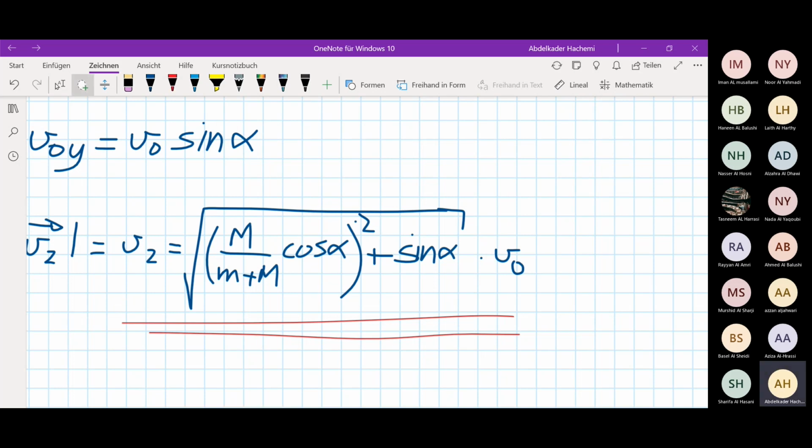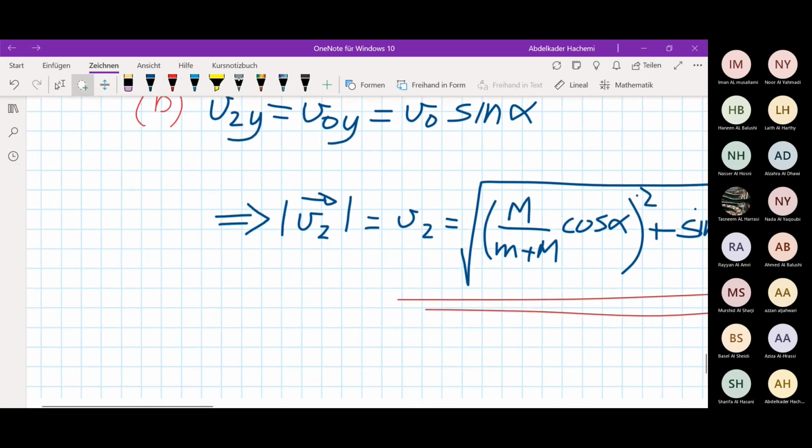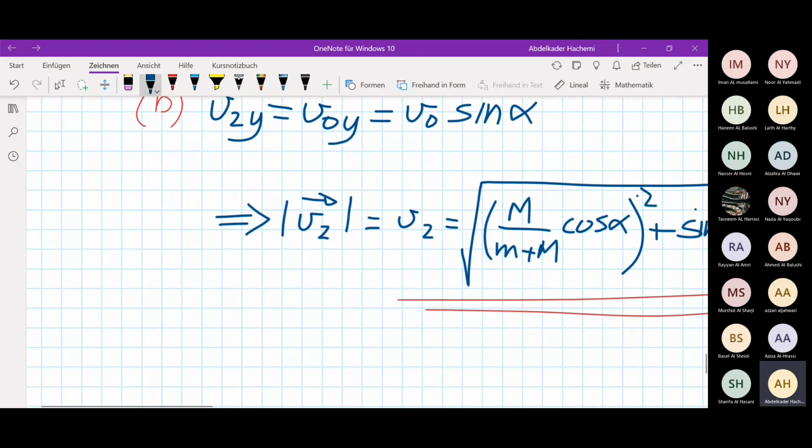Now coming to the third part, it's asking for the integral of E dt.